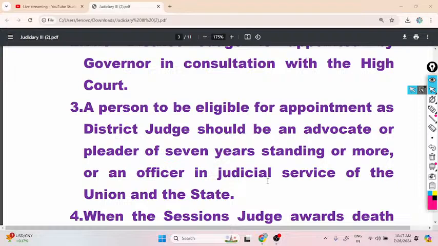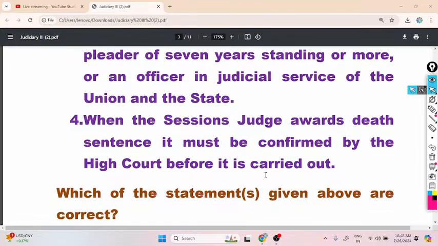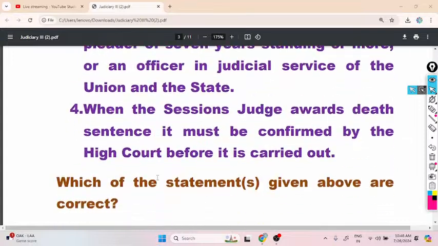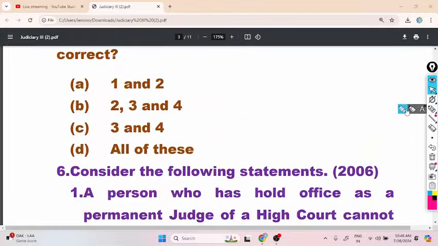3. When the session judge awards death sentence, it must be confirmed by the high court. Yes. The power to award death sentence or capital punishment lies with the district courts, but they can do so only with the previous confirmation by the high court concerned. So that is correct. All the statements in this question are correct. Question number 5, all of these are correct.